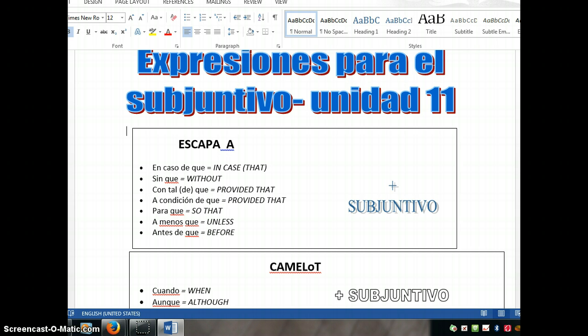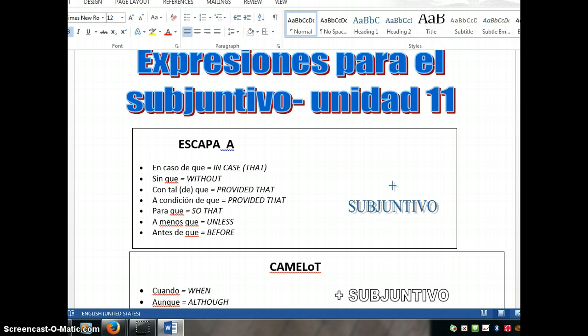Whereas if I said, my family and I are going to Spain so that I can practice, the subject changes from my family and I to I. In that case, we would use the subjunctive. Mi familia y yo vamos a España para que yo pueda practicar el español.